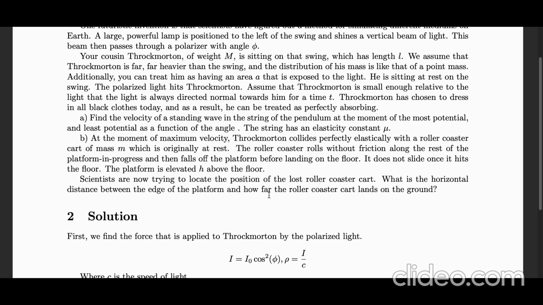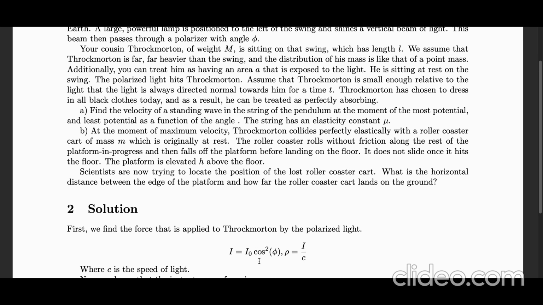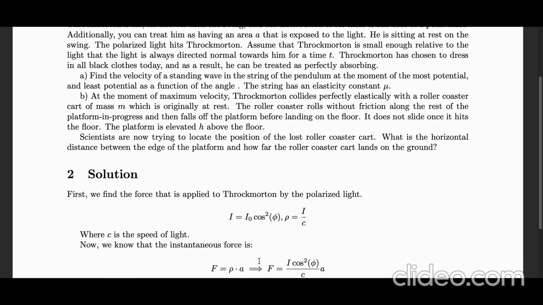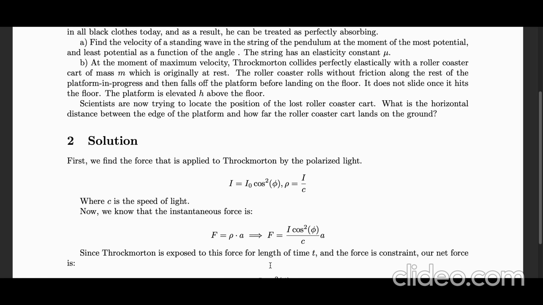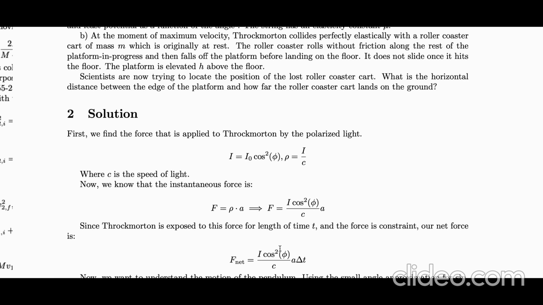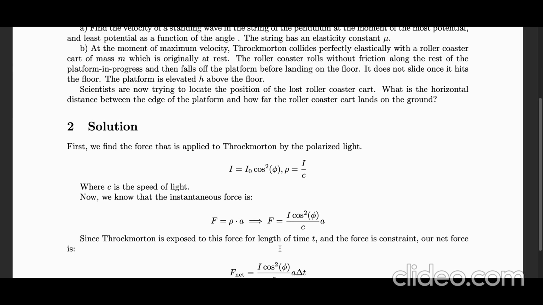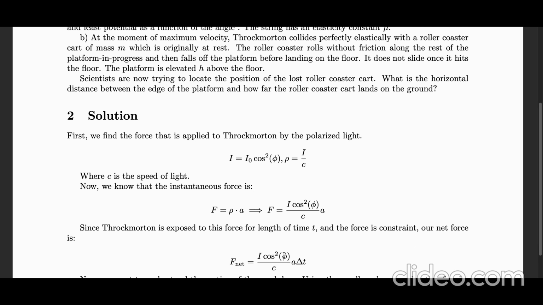And the equation that you see here, I equals I naught cosine squared phi, this is going to be Malus's law. And in this case, c is going to be the speed of light here. We also know that the instantaneous force applied from this light on Throckmorton is going to be rho times A, and substituting rho in here, we can replace this with intensity times cosine squared phi divided by the speed of light, multiplied by A. And since the problem did say that Throckmorton is going to be exposed for a length of time t, and the force is our constraint, our net force is going to be this expression right here.